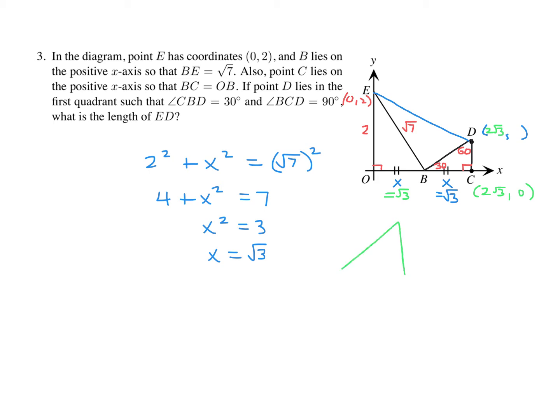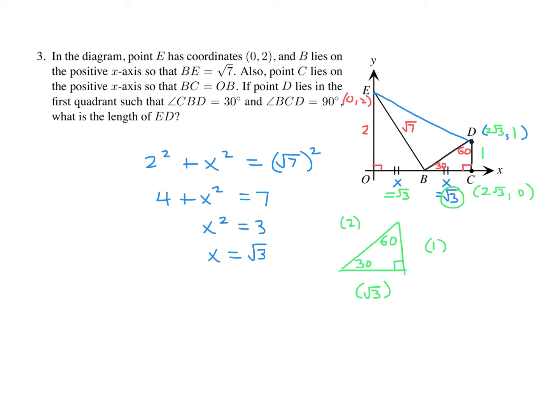If you have any 30, 60, 90 triangle, this is 30 degrees, this is 60 degrees. The ratio of the sides are always 1 to root 3. So they made it easy for us, right? Because this is root 3, so that means this must be 1. So that's nice of them to do that. So that means this is 1.